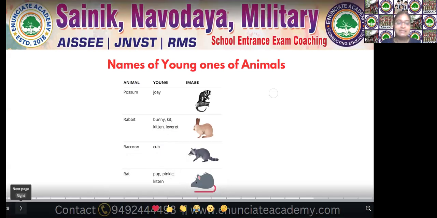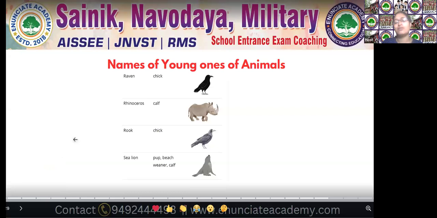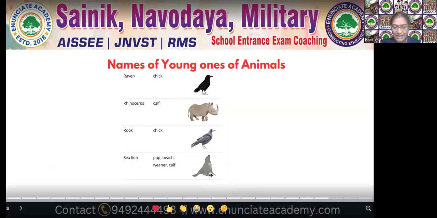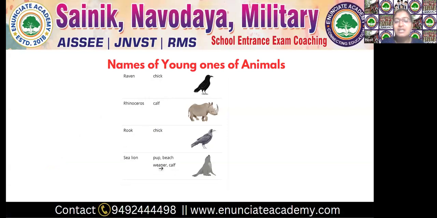Do you understand like that? And the young one of raven, this is raven, black crow. The young one of raven is called a chick. And the young one of rhinoceros is called a calf. And the young one of rook is called a chick. And the young one of sea lion is called a pup, beachmaster, or calf.